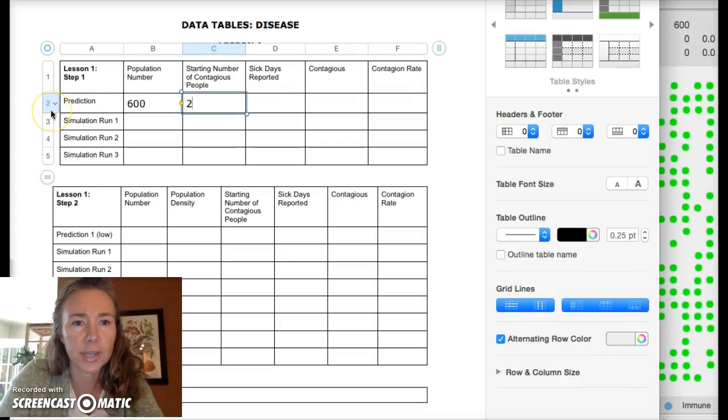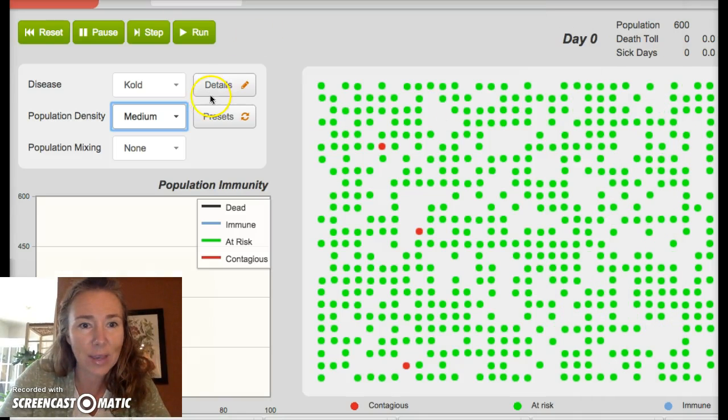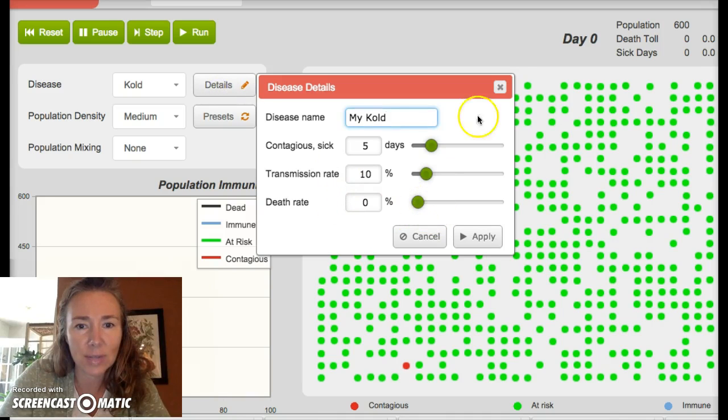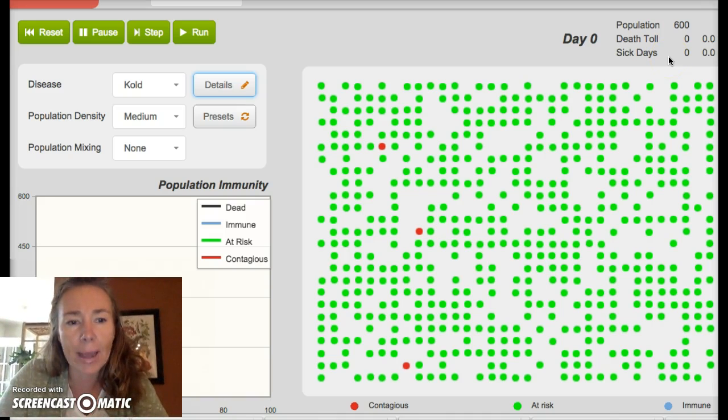So 3 folks are sick. Right now, there's no sick days. That's how we're measuring. We're measuring how this isn't a deadly disease. And we can tell that here there's no death rate. So we're going to predict, or measure, I should say, quantify how bad this disease is based on the number of sick days.